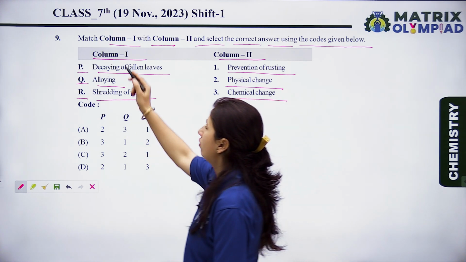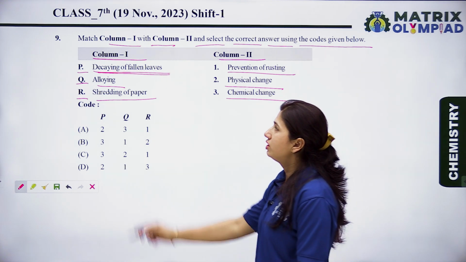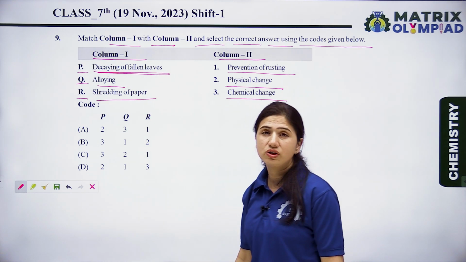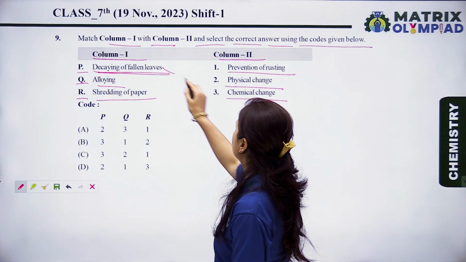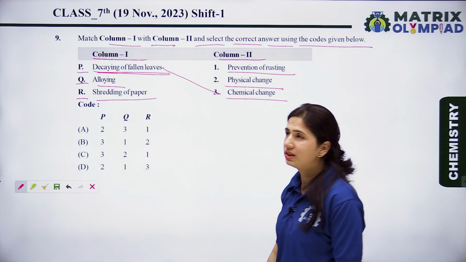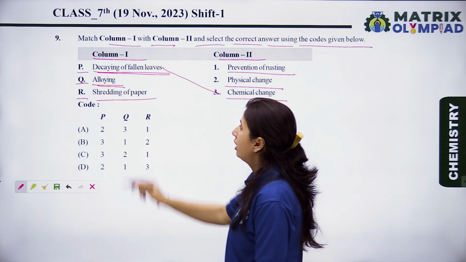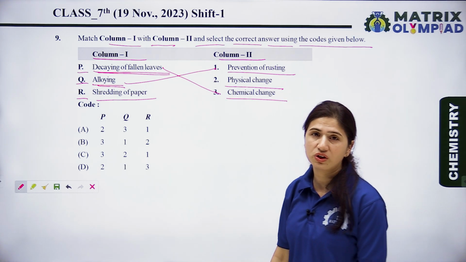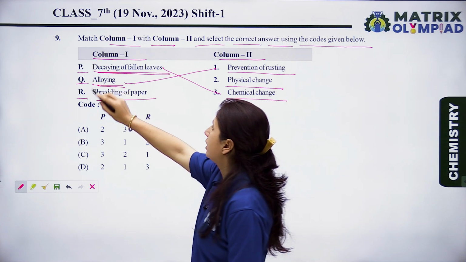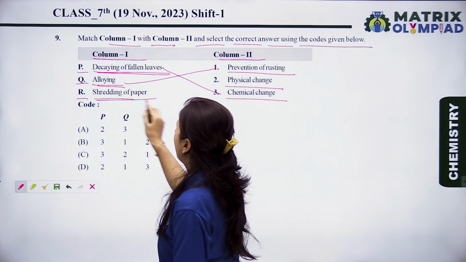Now let's see column first again. Decaying of fallen leaves. We know that the decaying of fallen leaves is not a physical change, it's a chemical change. So P matches with the third option. Now let's see the Q option. Q is alloying. By alloying we prevent rusting, or corrosion. So Q is matched with the first option. Now next is shredding of paper.